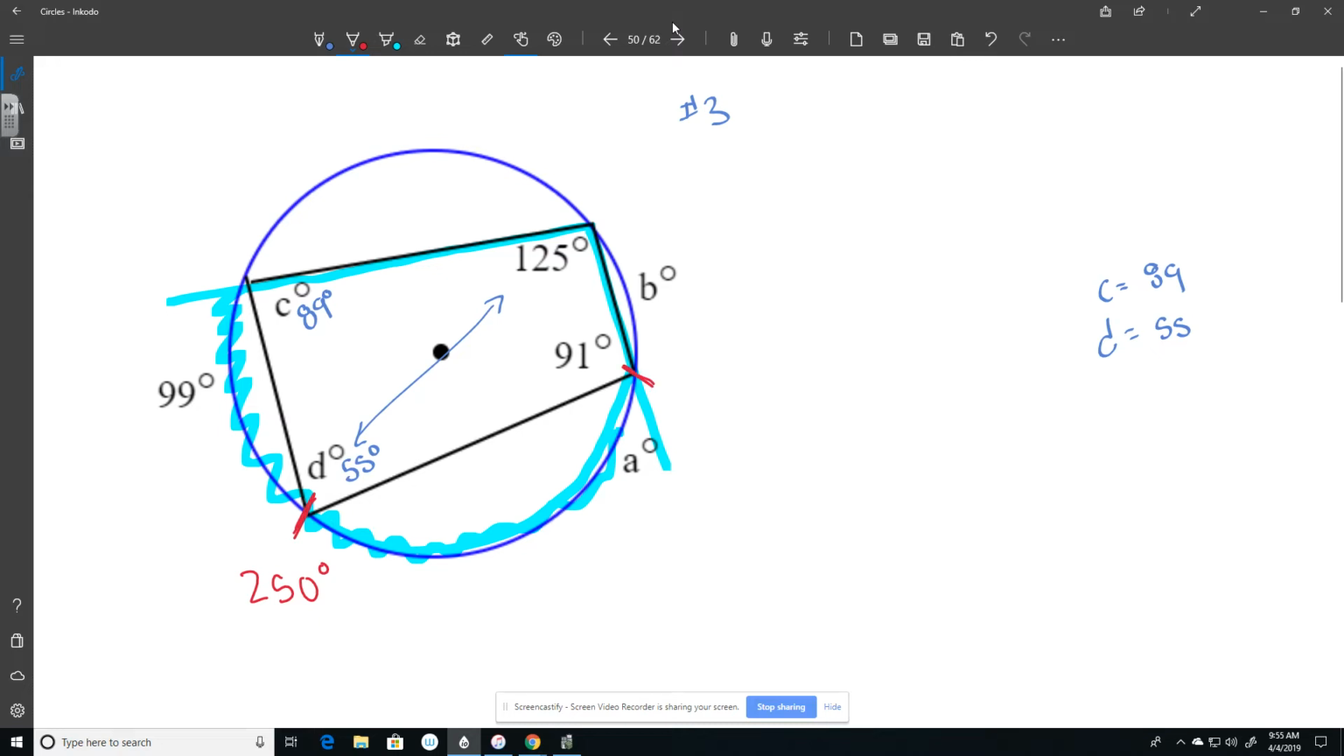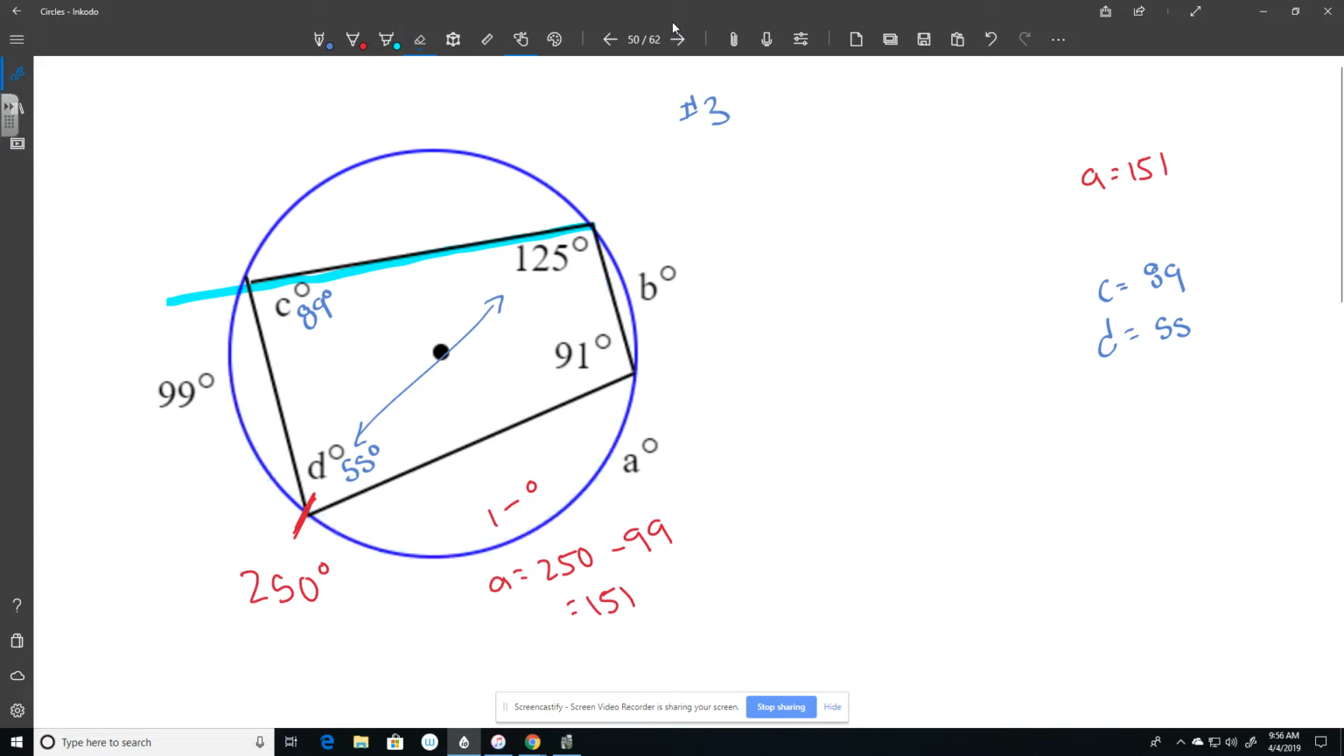Luckily, I know that this part is 99, which means that I just have to subtract 99 from 250, and I can get A. I can get what's left over. So A is going to equal 250 minus 99, which is 151. So A is equal to 151 degrees. That arc is. Now I need to do the same thing with B. I'm looking for angle B, and I know that angle A is 151. I'm looking for this arc. So I'm going to do the same thing, but this time I'm going to use angle C.